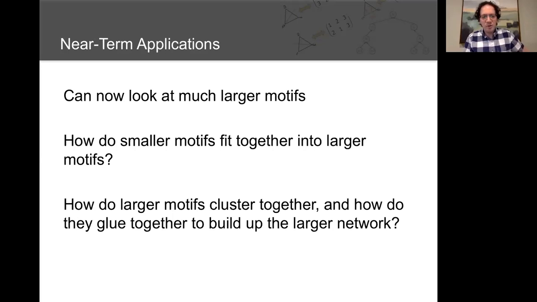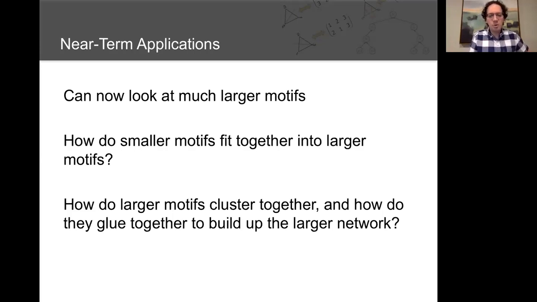Instead of 5-node motifs, we can easily get up to 8 or 9-node motifs. And remember, this is exponential in the size of the motif, so that 5 or that 8 or 9 is appearing in the exponent. And so that's actually a pretty big win. We can also look at some motifs that are even much larger, 15, 20, 30 nodes. And now you can really start to ask new questions of your data.